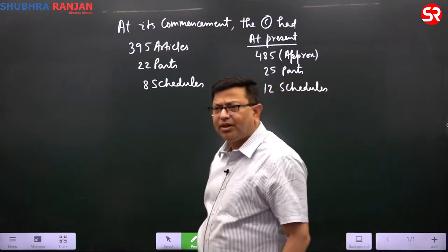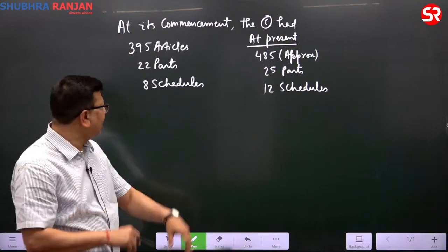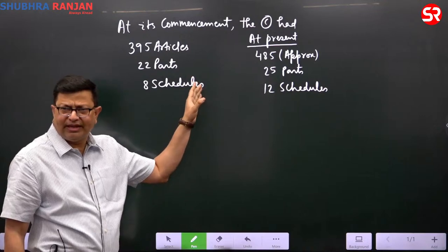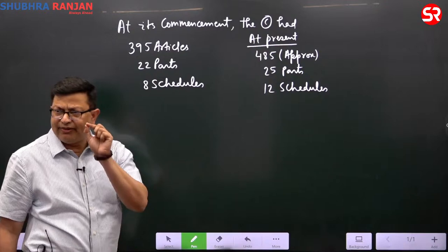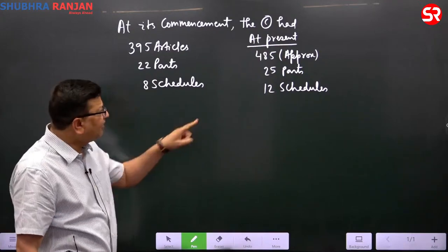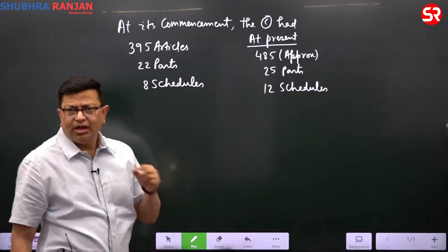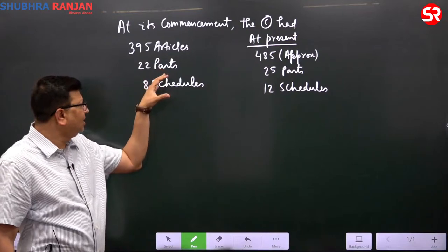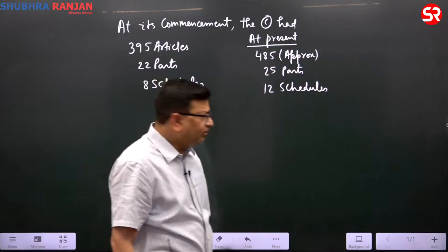Now, basically, if we talk about the last article, it is 395. Even now, 395 articles are there. The last number is 395. But if you count the articles, it will come around 485 or even 490. Now, what are these parts, then schedules, articles? Look.